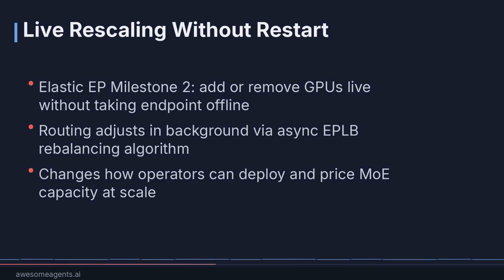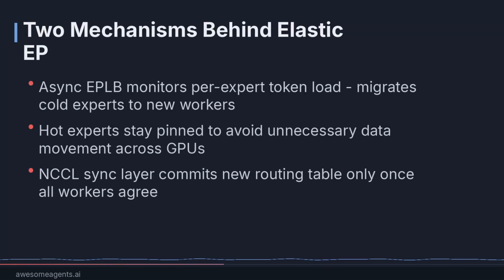All of that. So what Milestone 2 of Elastic Expert Parallelism adds is the ability to rescale live. You can add GPUs during a traffic spike or remove them when load drops, and the routing adjusts in the background without taking the endpoint offline. How does it actually do that without disrupting in-flight requests?